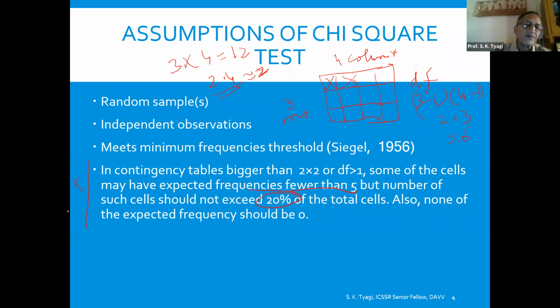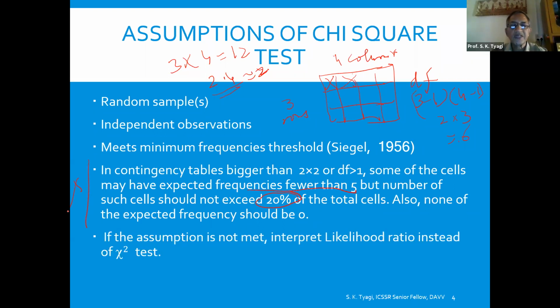If more than 2 cells have expected frequency less than 5, then this assumption is violated. Then we use the likelihood ratio in such a situation. If the assumption is not met, interpret the likelihood ratio instead of the chi-square test. The output of the chi-square test also includes the likelihood ratio.